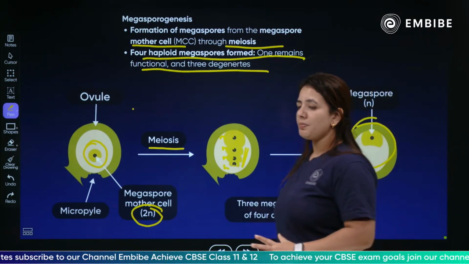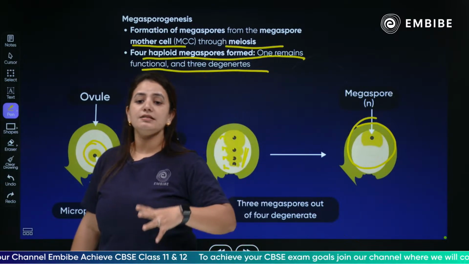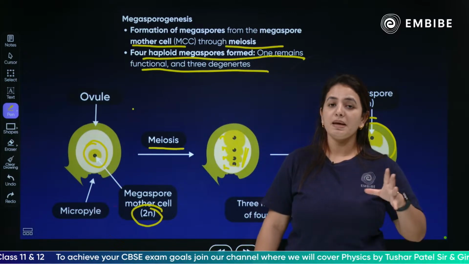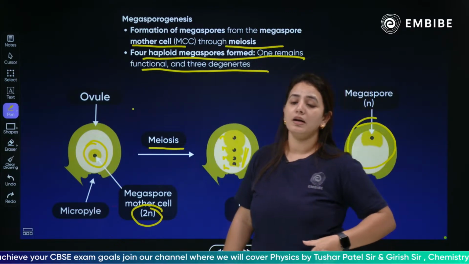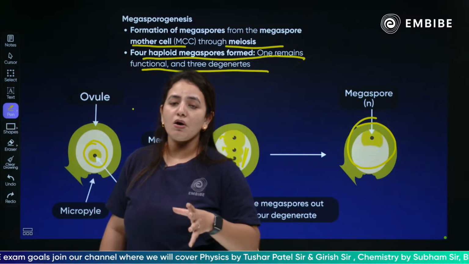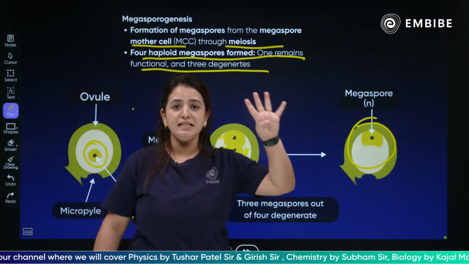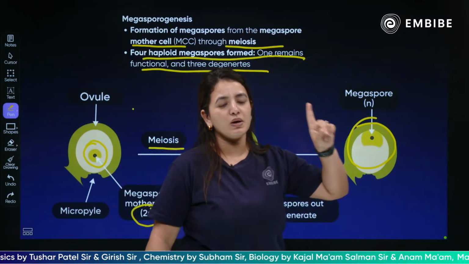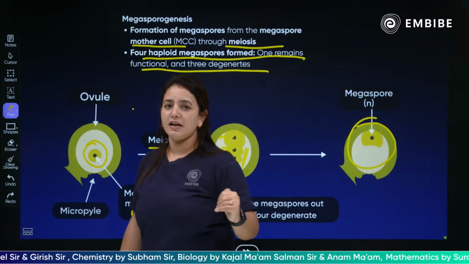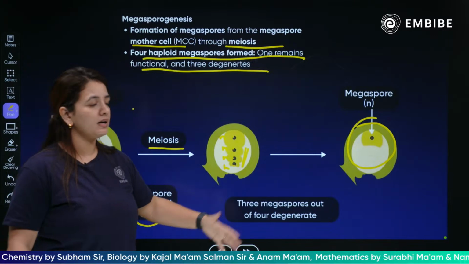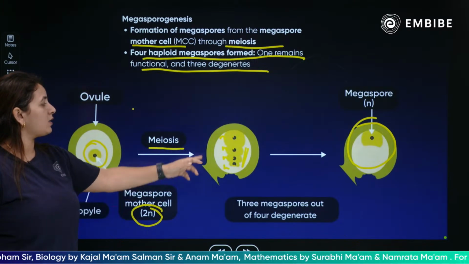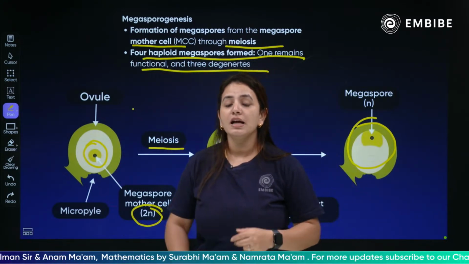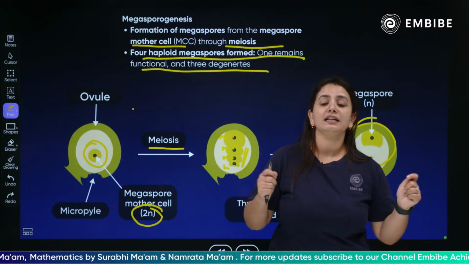Right now, what is more important is that the megaspore mother cell is responsible for forming the female gamete, or the megaspore. The megaspore mother cell is 2n, and it will undergo meiosis and create 4 haploid cells. Among the 4 haploid cells, 3 will degenerate and only 1 will survive, and this 1 will eventually undergo division and create a 7-celled and 8-nucleated stage.